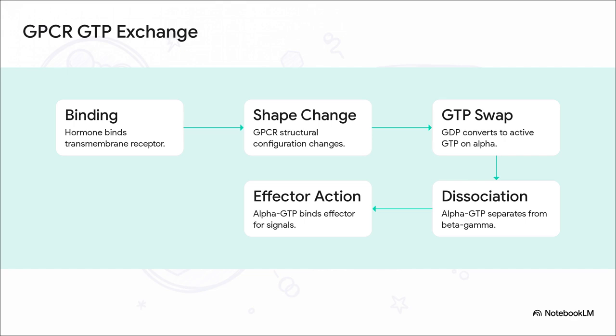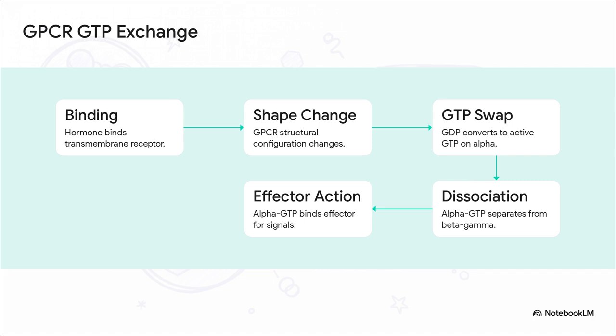In its inactive state, the GPCR has an alpha, beta, and gamma subunit, with the alpha subunit bound to GDP. Step 1. The hydrophilic hormone binds the transmembrane receptor. Step 2. The receptor undergoes a rapid structural configuration change. Step 3. That inactive GDP is swapped and converts into active GTP on the alpha subunit. Step 4. The newly formed alpha GTP complex breaks away, dissociating from the beta and gamma subunits. Step 5. The alpha GTP binds the effector enzyme to generate a massive second messenger signal.